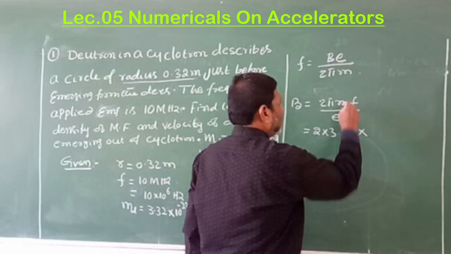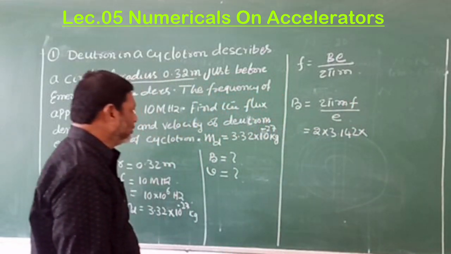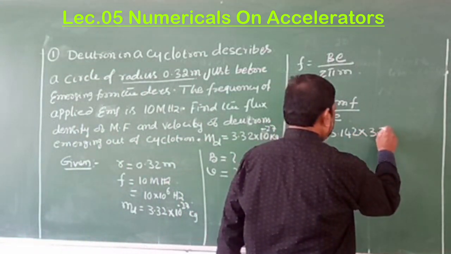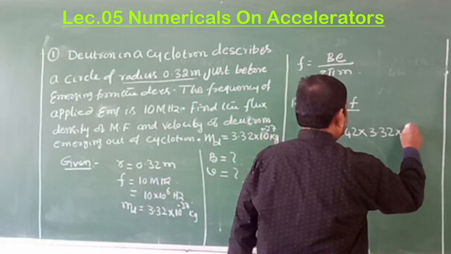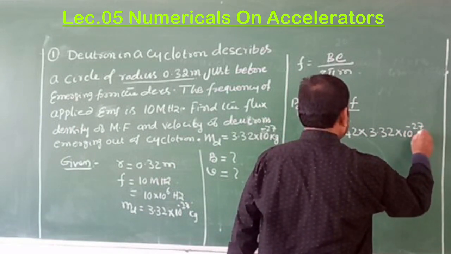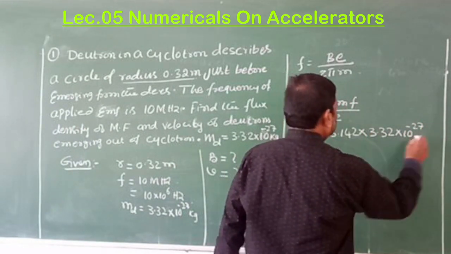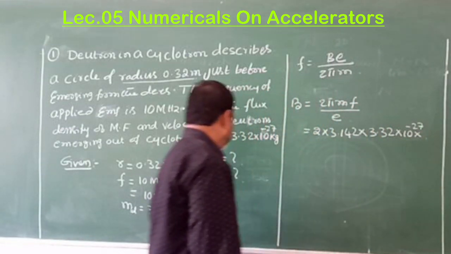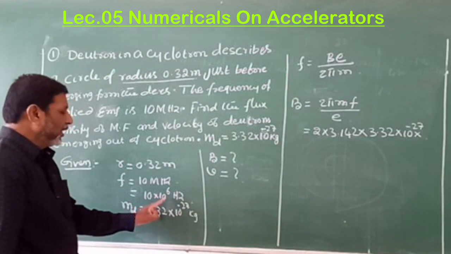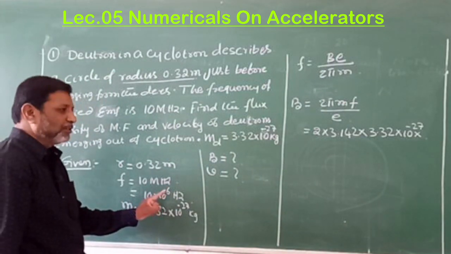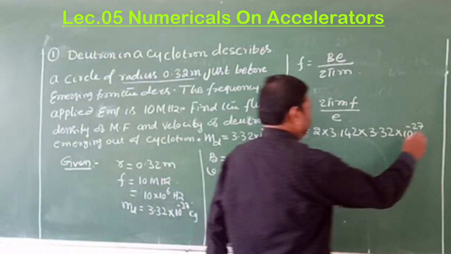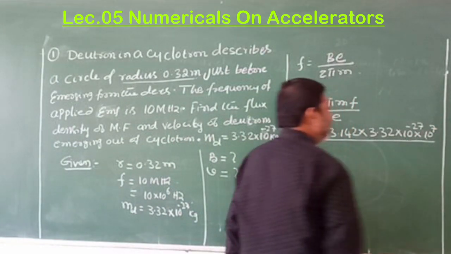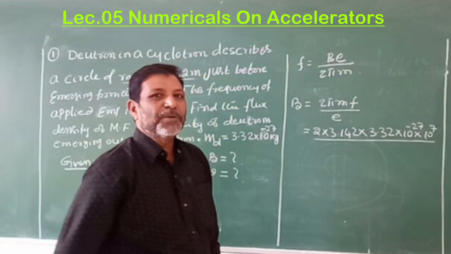This is 2 into 3.142, and the mass of the deuteron is given to you: 3.32 into 10 raised to minus 27, multiplied by the frequency. It is given as 10 into 10 to the power of 6, which totally gives 10 raised to 7, divided by the charge of the deuteron. What is the charge of the deuteron?